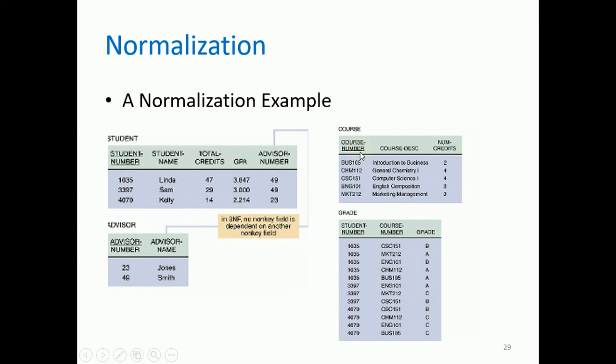So for course, the fields included are the course number, course description, and number of credits. And then for the grade table, we have the student number, course number, and grade.